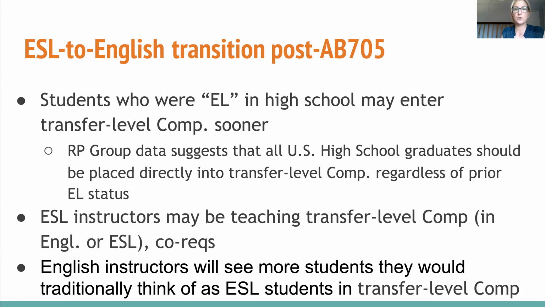The RP Group, after a massive analysis of data of California students, found that all US high school graduates are more likely to complete transfer level composition if they're placed directly into that course, regardless of whether they were designated as ESL students or EL in high school. And so most colleges have implemented that, and that's the guidance of AB 705.